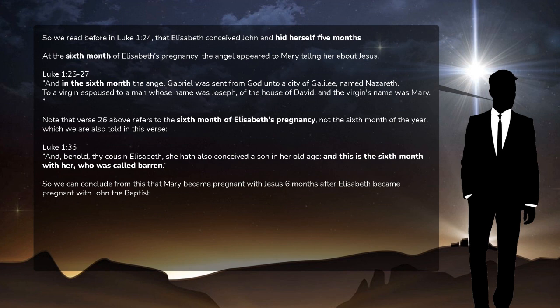And in the 6th month the angel Gabriel was sent from God unto a city of Galilee, named Nazareth, to a virgin espoused to a man whose name was Joseph, of the house of David, and the virgin's name was Mary.